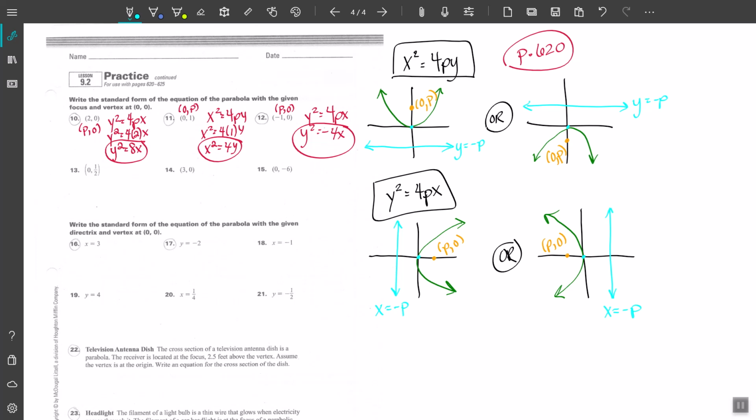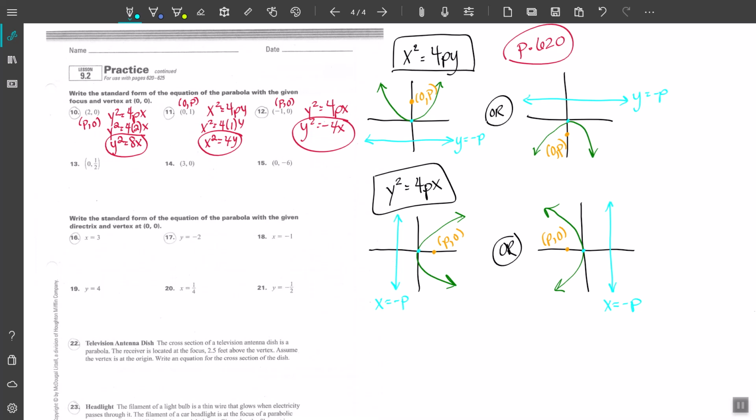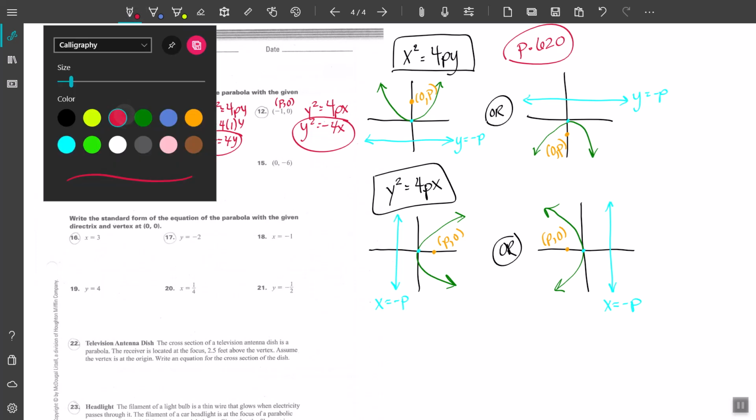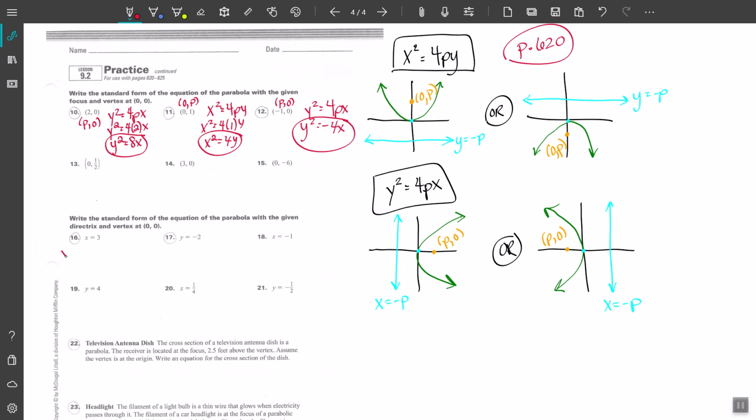So when we have to write the standard form of the equation of the parabola, according to number 16, this time they gave us the directrix. In 10, 11, and 12, they gave us the focus, and now they're giving us the directrix. In order to start this, the first step is to look and see if my directrix is an equation at x equals or y equals. Number 16 is at x equals. So that means I'm talking about one of these two equations right here. It's either opening left or right. So that lets me know that I'm going to be using the y squared version of the standard form.